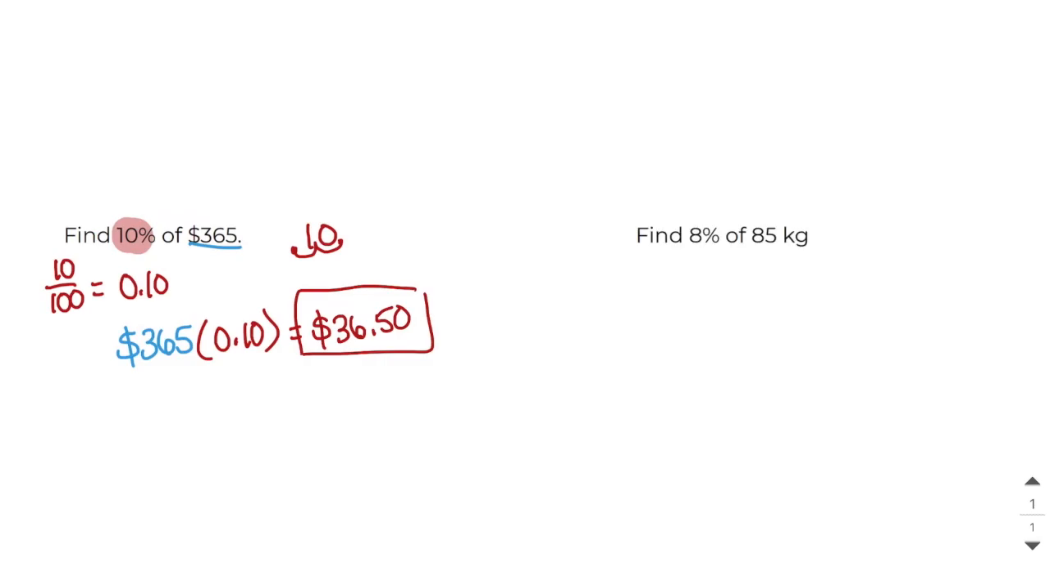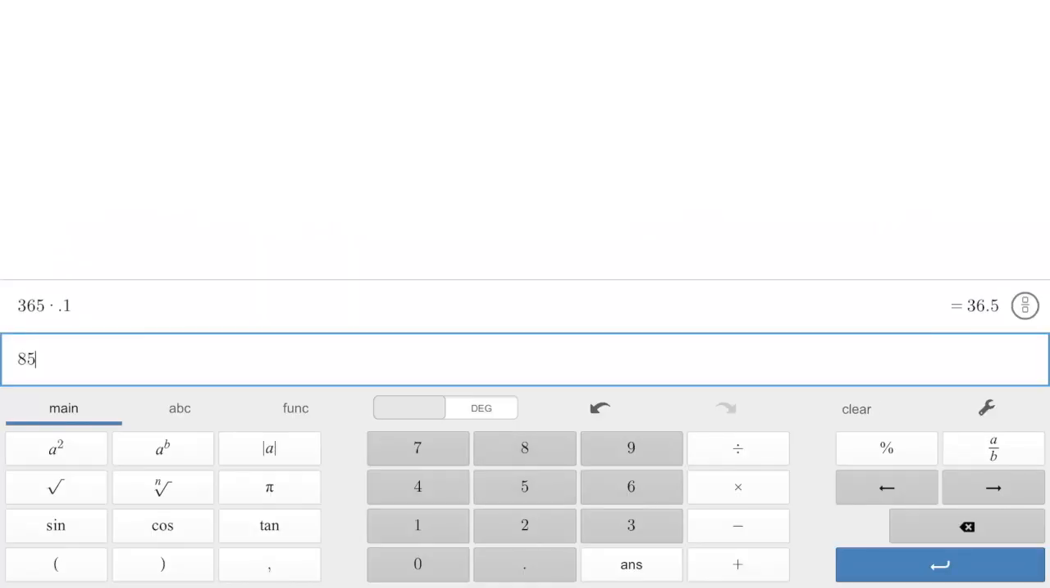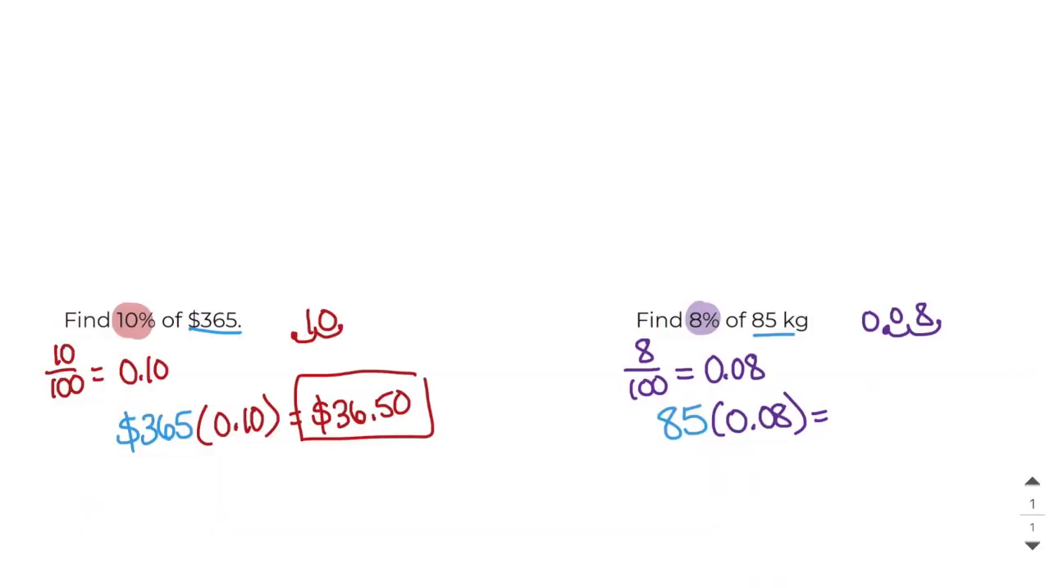For this next one, we want to find 8% of 85 kilograms. So I need to write 8% as a decimal. So 8 out of 100, when I divide that in my calculator, I get 0.08. Or I could take 8% and just move the decimal place over 2 times and I get 0.08. So now if I want to find 8% of 85 kilograms, I would just take 85 and multiply that by this 0.08. So 85 times 0.08 would give me 6.8. So this is 6.8 kilograms.